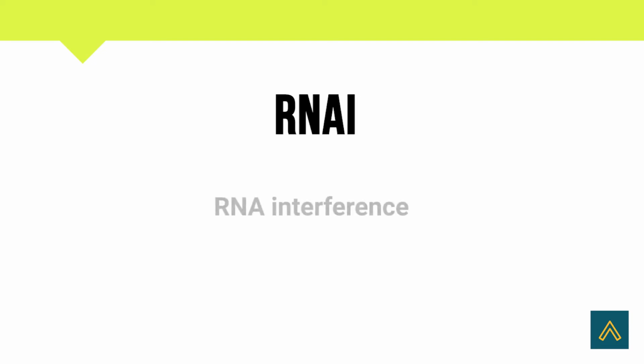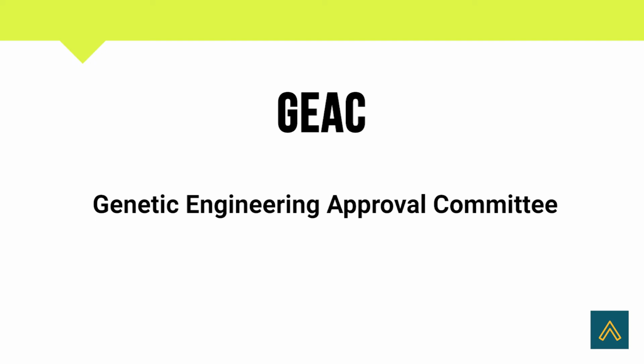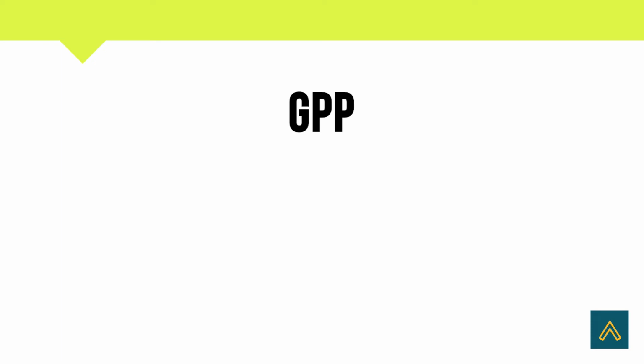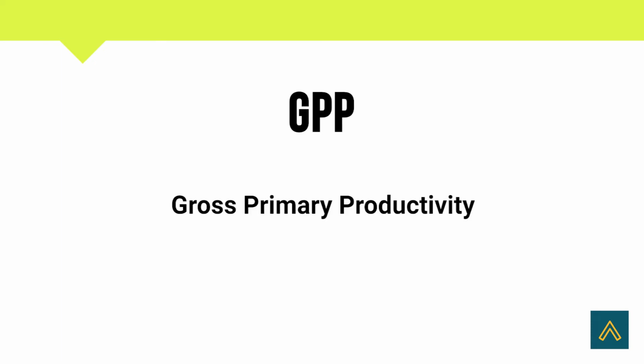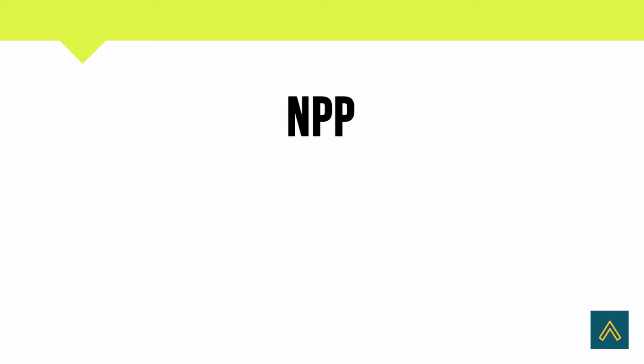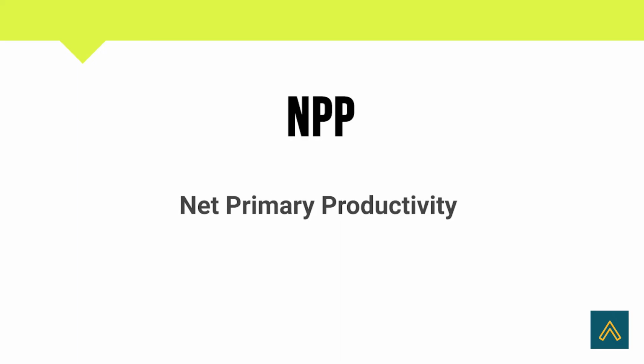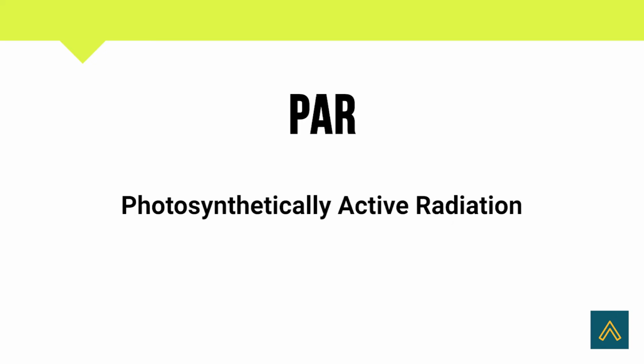RNAi. The full form of RNAi is RNA interference. GEAC. The full form of GEAC is Genetic Engineering Approval Committee. GPP. The full form of GPP is Gross Primary Productivity. NPP. The full form of NPP is Net Primary Productivity. PAR. The full form of PAR is Photosynthetically Active Radiation.